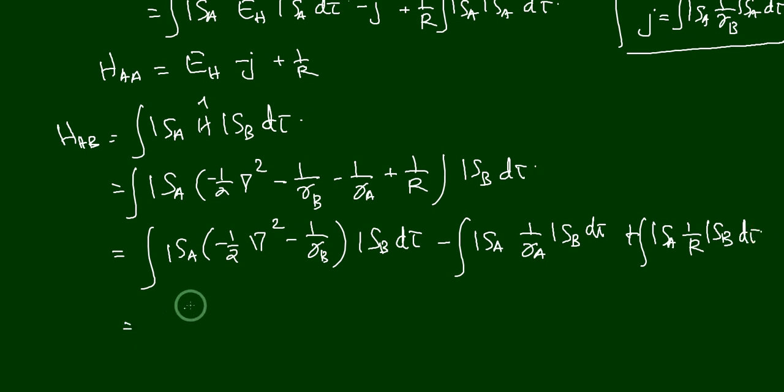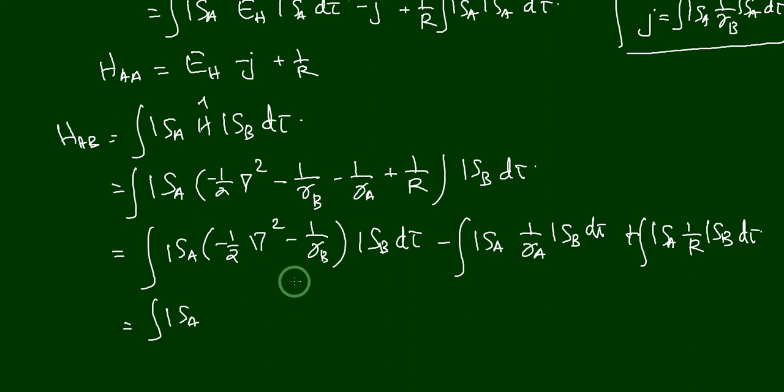Okay, that is equal to integral 1sA, and what is this? Minus half del square minus 1 by RB. That is the Hamiltonian for the hydrogen atom B. That Hamiltonian is operated over the wave function for the hydrogen atom B, so that will be equal to EH 1sB, where EH is the energy of the hydrogen atom. Whether it is hydrogen atom A or hydrogen atom B doesn't matter; when they are individual hydrogen atoms, both hydrogen atoms are alike.